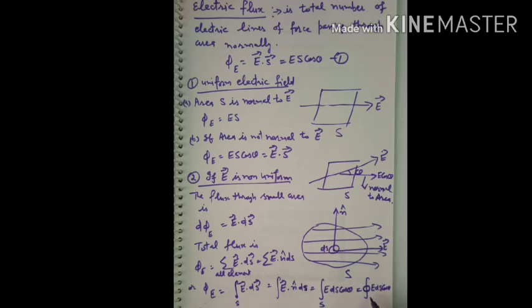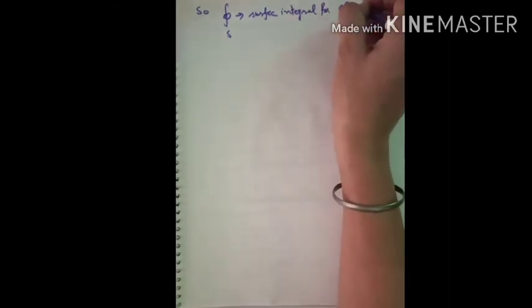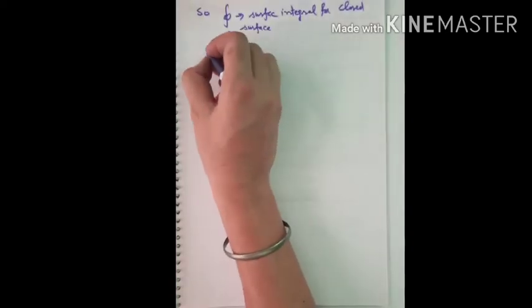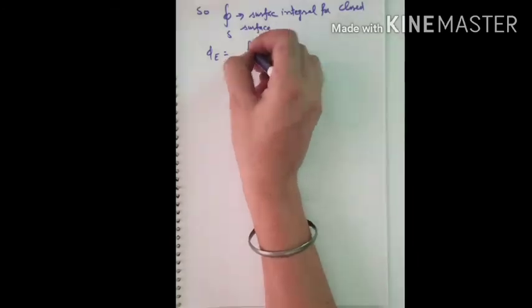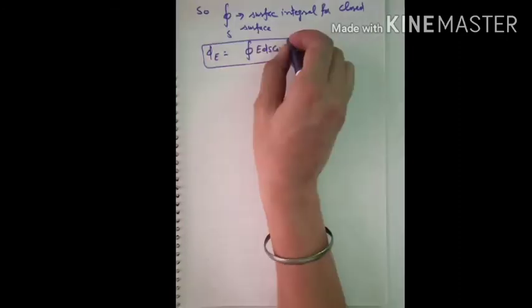We can write it as, so this is the symbol used for surface integral over closed surface. Surface integral for closed surface. So here phi E is equal to integral over the closed surface S of E ds cos theta. This is the expression for electric flux.